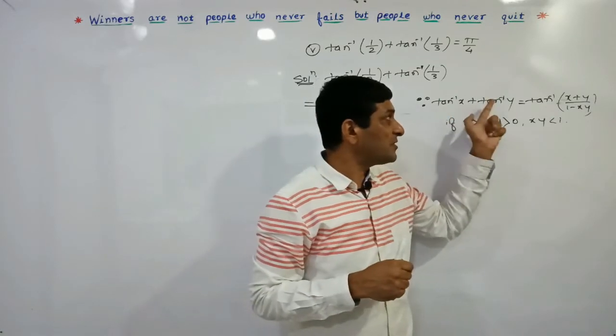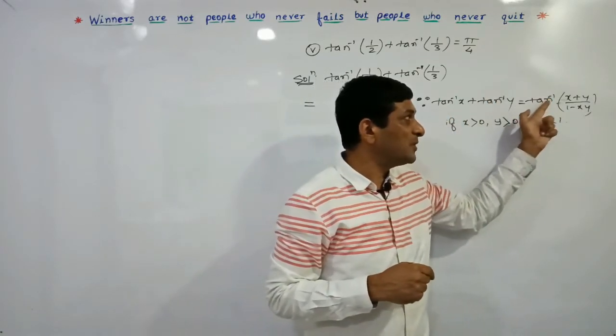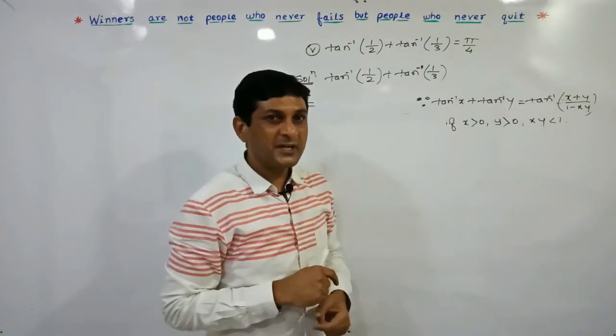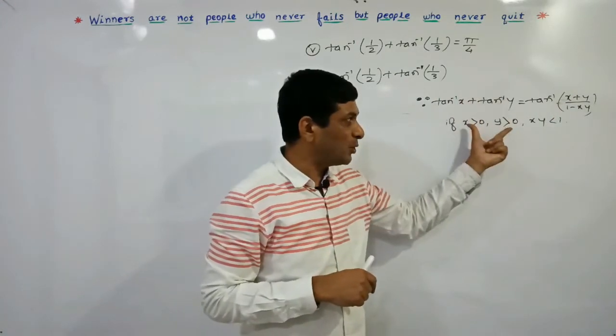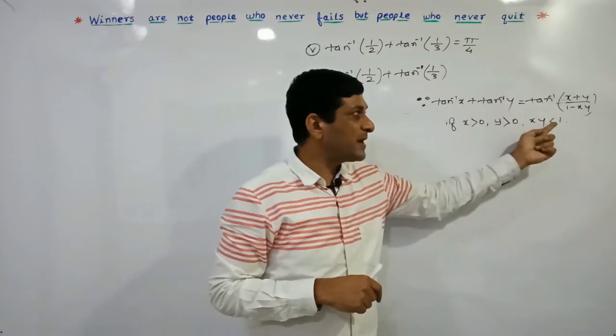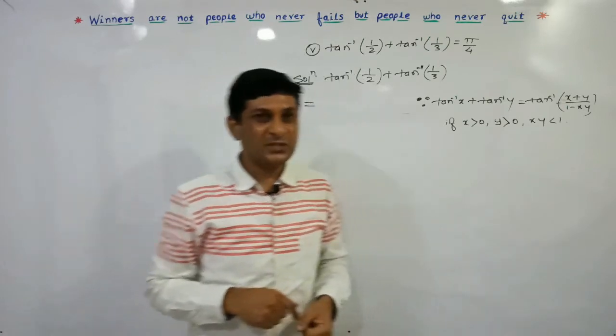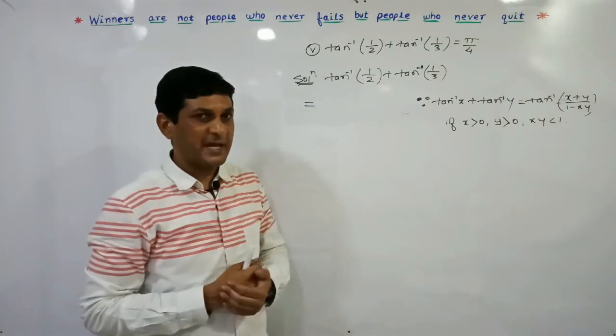properties is: tan inverse of x plus tan inverse of y is equal to tan inverse of (x plus y) upon (1 minus xy). This property is applicable if x and y are both positive and the product xy is less than 1. Our example satisfies this condition, which is why we are solving it by applying this property.